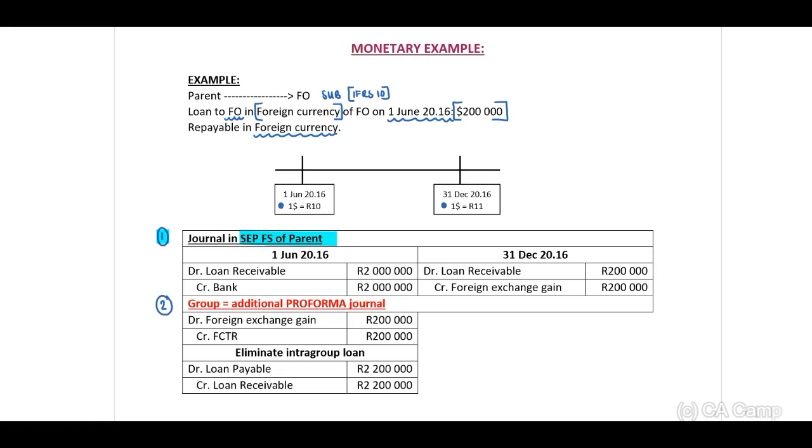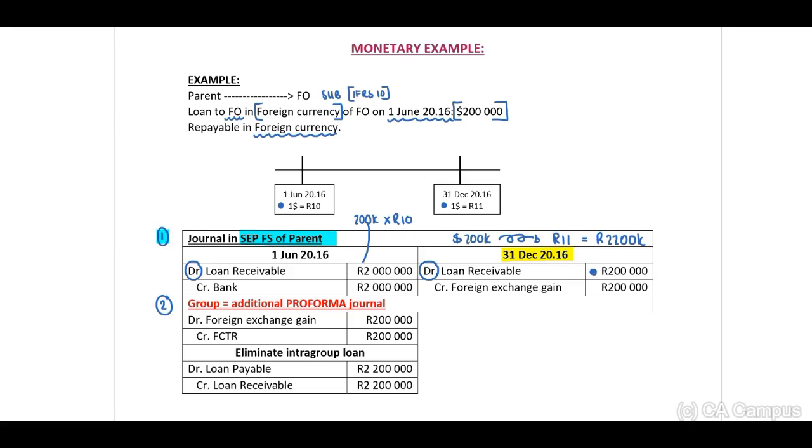Now, when we look at our journal entry in the separate financials of our parent on 1 June, we will debit our loan receivable, and this will be the 200,000 times 10 Rand. And our rules in terms of IAS 21 at the end of our reporting period: we need to translate all of our foreign currencies using our closing rate, and this is 11 Rand. Therefore, the value of our loan at the end of our reporting period should be an amount of 2.2 million. And our loan receivable has to increase, therefore debit loan receivable with 200,000.